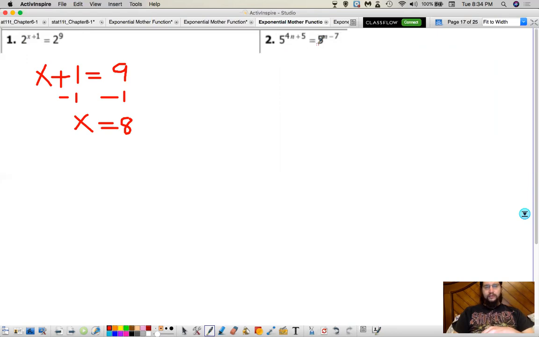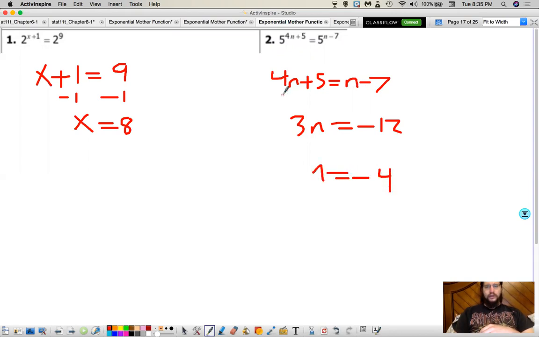These are both 5. Okay, so 4n plus 5 equals n minus 7. Okay, so we get our n's to one side and our numbers to the other. So 3n is negative 12. Basic linear equation here. N is negative 4. I subtracted 5. Subtracted n. Divided by 3. And that's my answer.